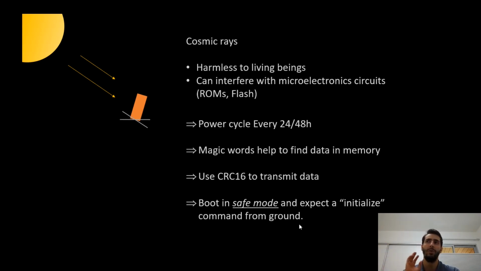So there will be a magic word from the ground station saying, okay, I know you are in safe mode now, so you can continue to boot up and initialize all peripherals. Because safe mode will always happen once in 2 days, but in the beginning of the satellite life, all the peripherals will be working fine. So you need a specific command from the ground to let the onboard computer run free.